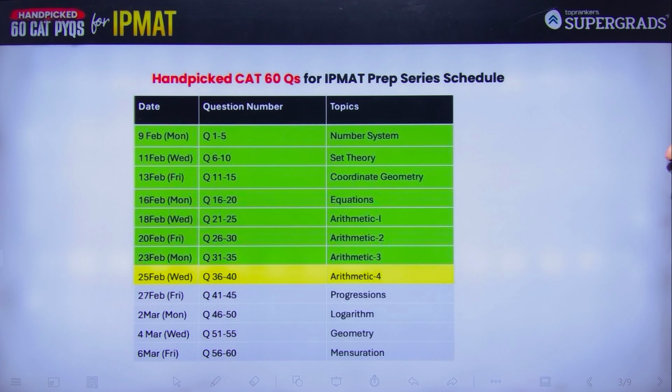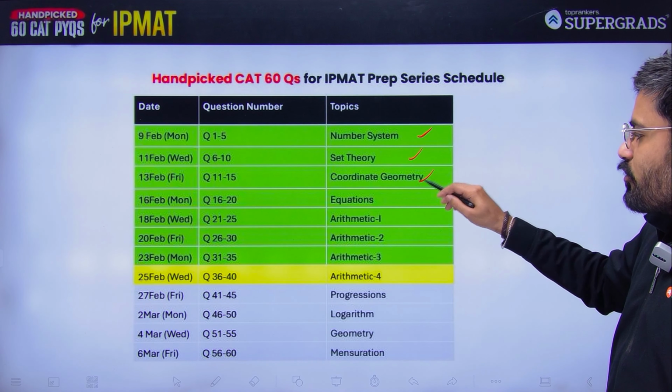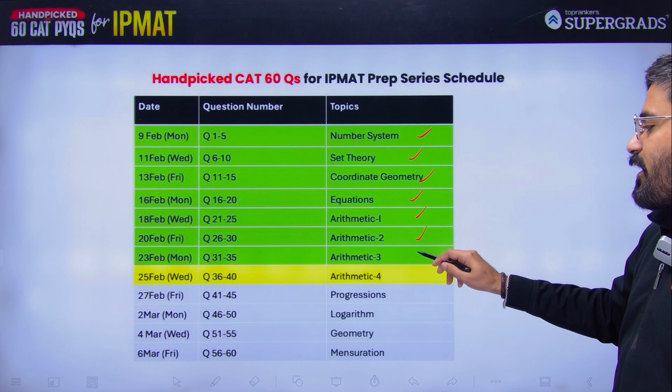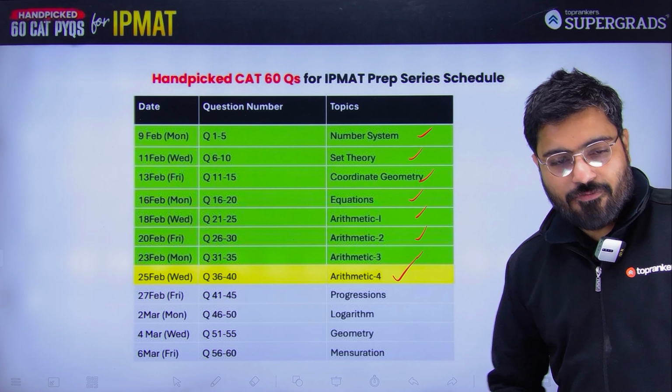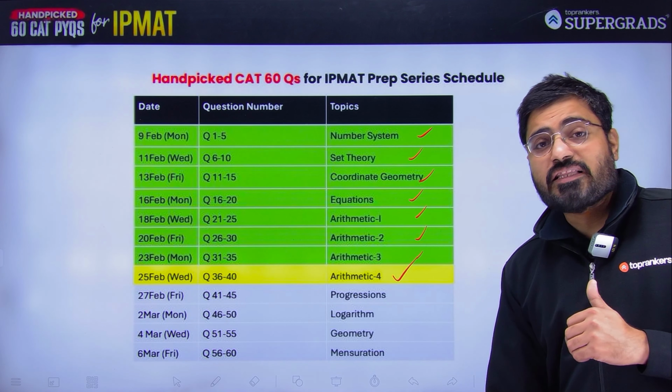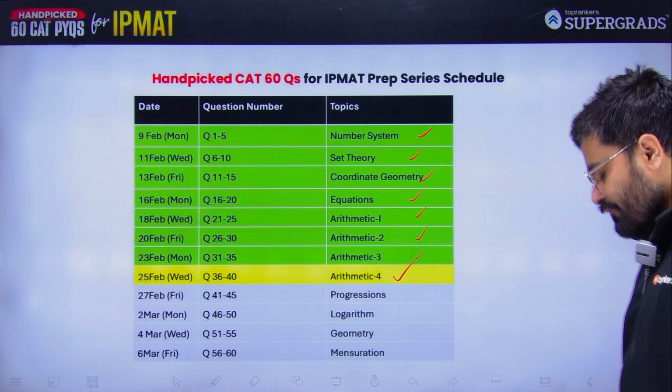Let's have a look at the progress chart. We are done with number system, set theory, coordinate geometry, equation, arithmetic, arithmetic 2, arithmetic 3, and today we are doing arithmetic 4, and with this we will be done with arithmetic, and then the next session will be progressions.